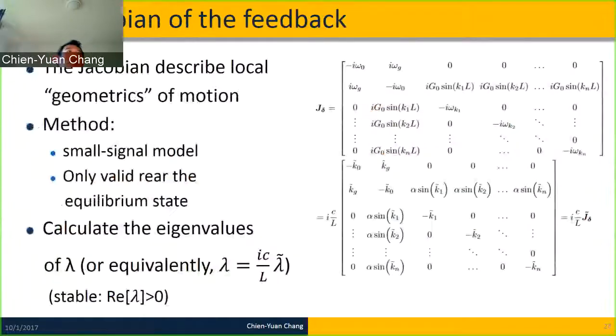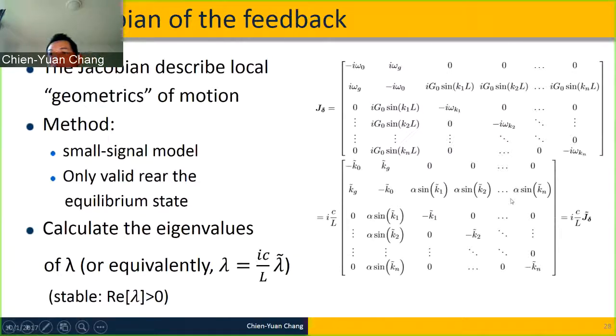For that, we apply small signal models. Again, this is a Jacobian of infinite dimensions. It's almost infinite dimensions. Of course, in simulations, I'll be able to only trace down a few of them. Well, many of them, actually. So by applying small signal models, we can find the Jacobians. With the Jacobians, we'll be able to calculate the eigenvalues.